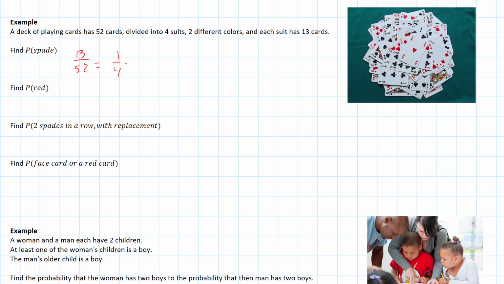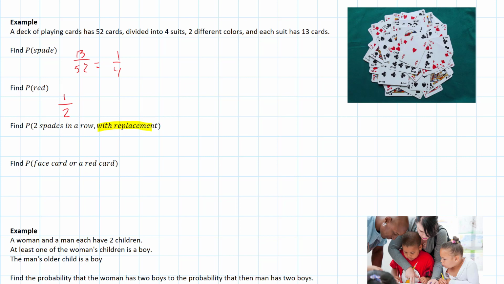So find the probability of getting a red. Well, there's 2 different colors, so I don't even have to do the 52 thing. It's a 1 out of 2. If I play one card, it's a 1 in 2 chance of getting that outcome. Okay, so now if I take a look at finding the probability of 2 spades in a row with replacement, this is kind of a different question. First of all, with replacement means I draw the card, then I put the card back.